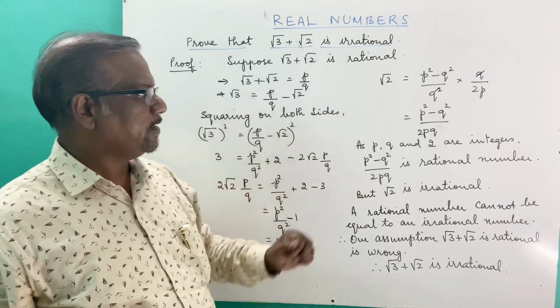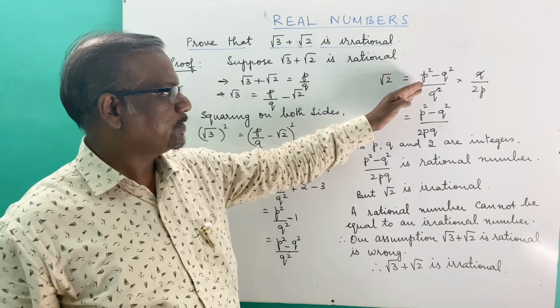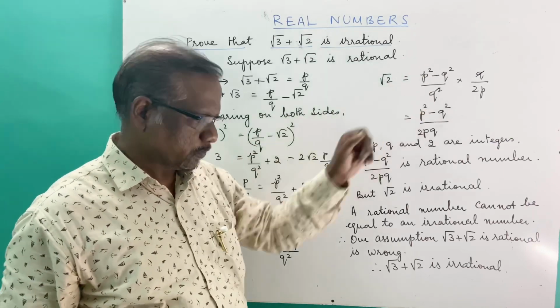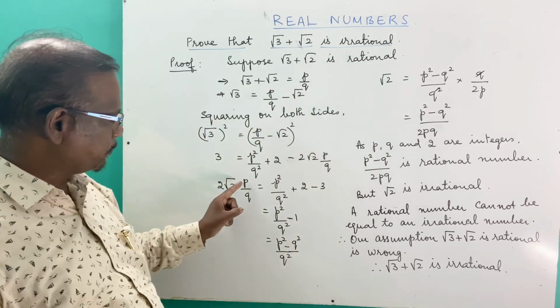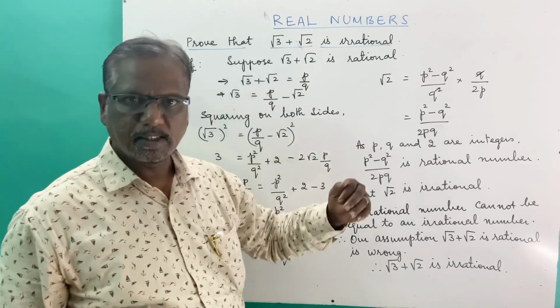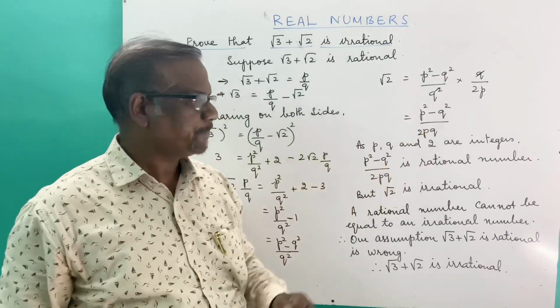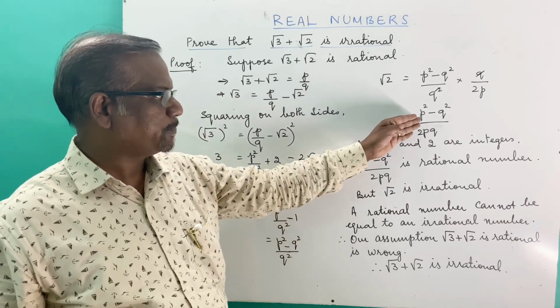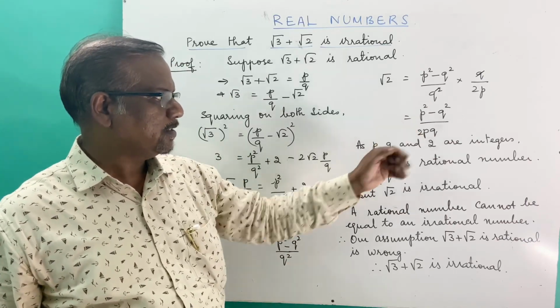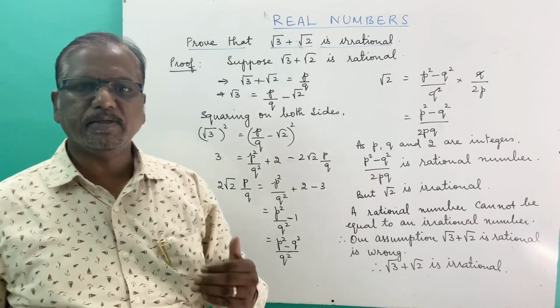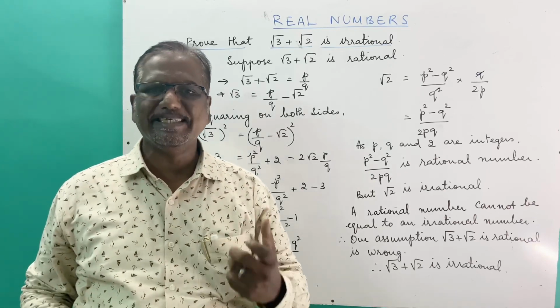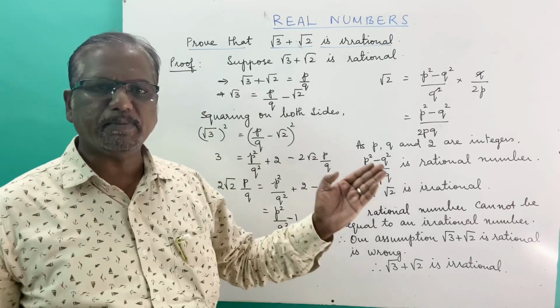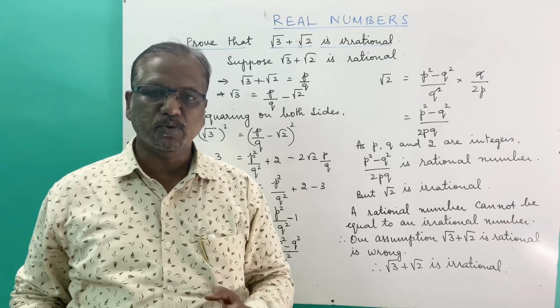Then we have root 2 is equal to p square minus q square divided by q square. Then we bring this 2p by q to the other side. It becomes q by 2p. The q gets cancelled. So we are left with p square minus q square divided by 2pq. As p, q and 2 are integers, we have p square minus q square by 2pq is rational.